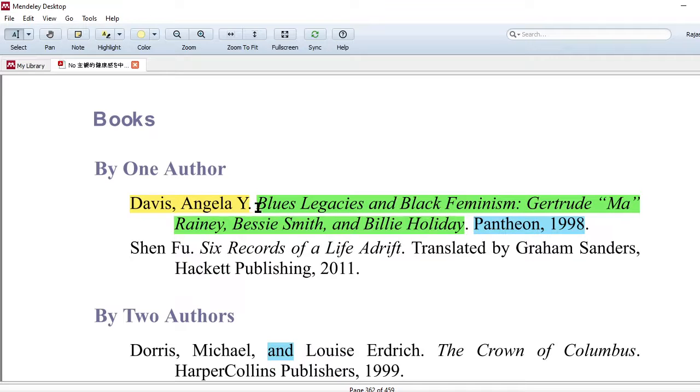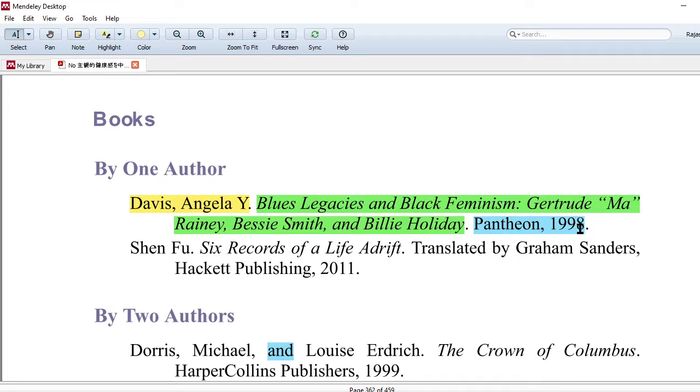After that, full stop. Then the title of the book. The title of the book has to be maintained as it appears in the original title, with first letter caps only. And this should be in italics, not in bold. It is in italics. After that, there is a full stop. Then the publisher name. This is the Pantheon publisher. After the publisher, there should not be a full stop. Instead, it should be a comma.